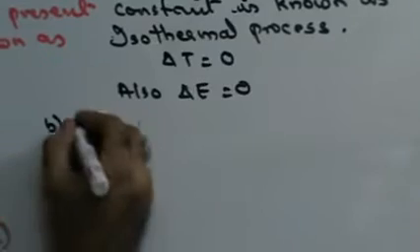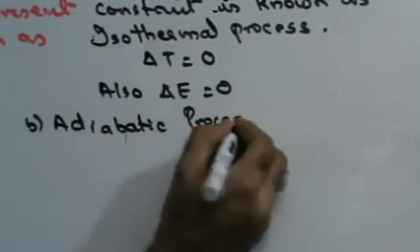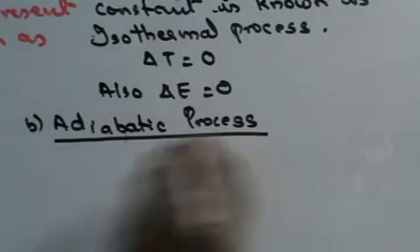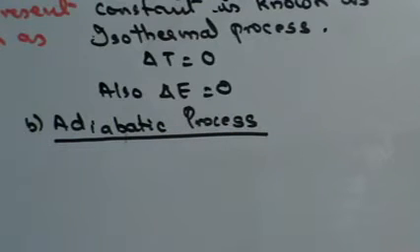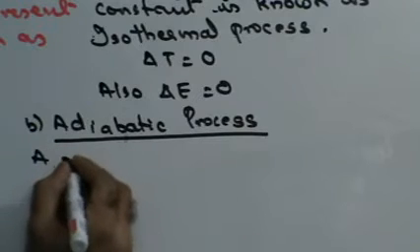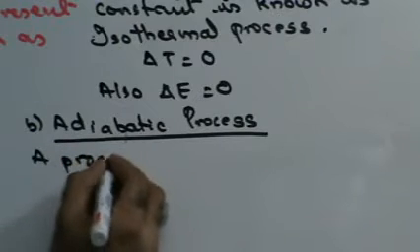Next, let's see another process: the adiabatic process. An adiabatic process is a process that takes place when there is no exchange of heat between the system and the surrounding. Right? It is a process very similar to the isothermal process. I'll show you the difference between them.